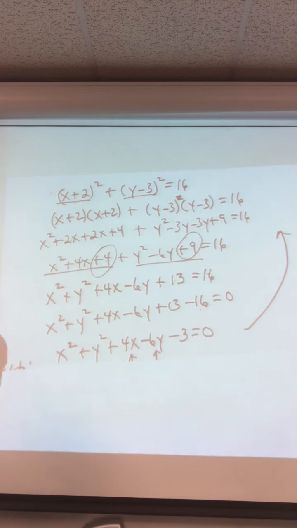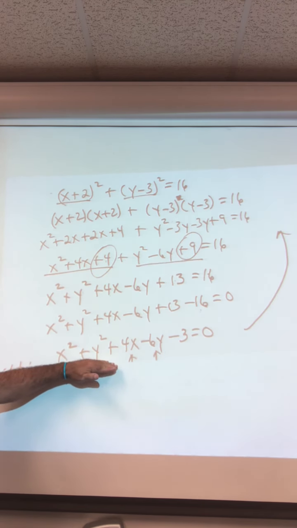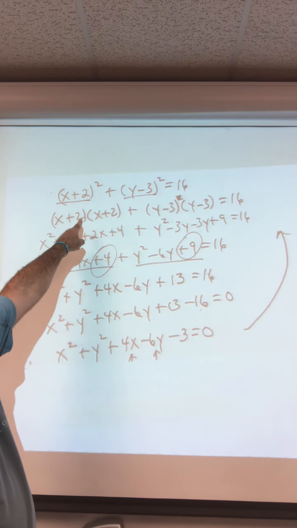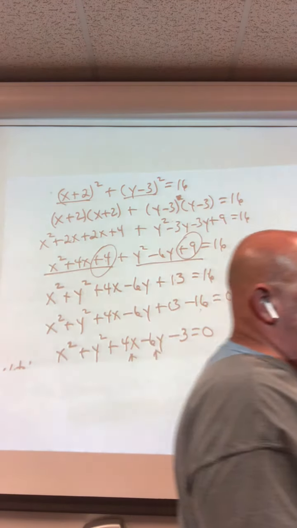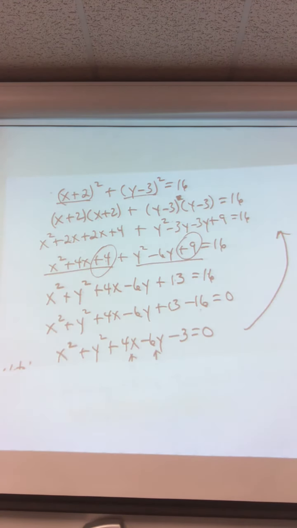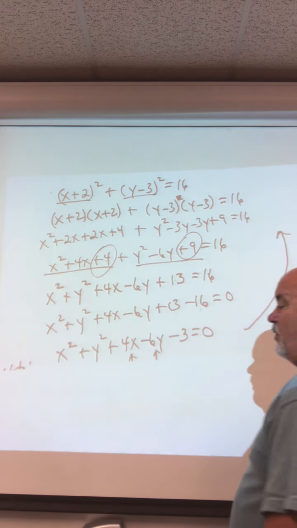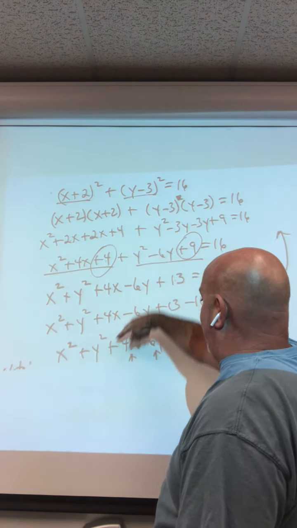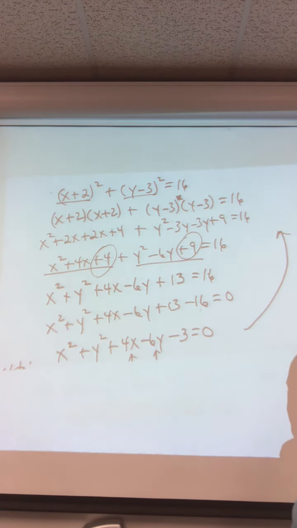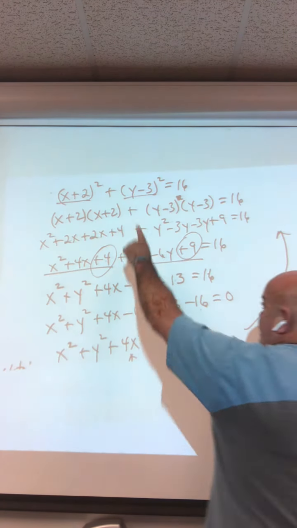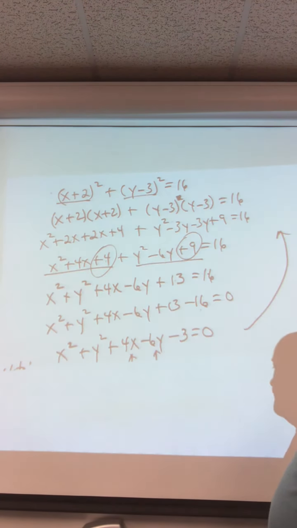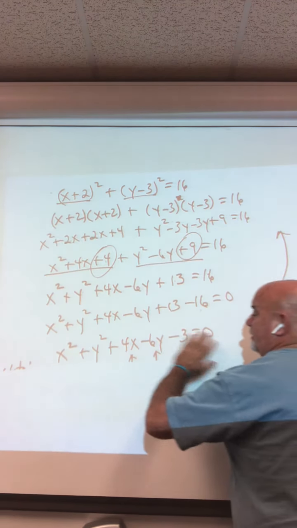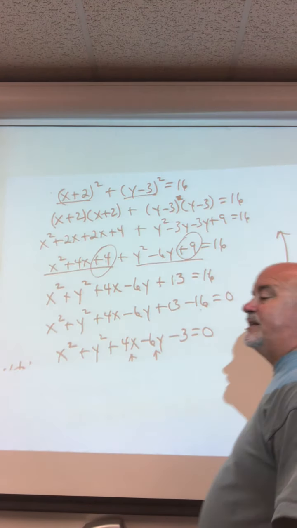All right, so here's my question. Where did this come from right here? This came from right up here. So is this and this the same stuff? Yes, it is. Does it look different? It absolutely looks different, but it's not. And you say, well, Mr. Randall, why on earth would I want to take that and multiply it out and make it look like this? We wouldn't. Here's why we wouldn't. This is already in center radius form. This, however, is not.